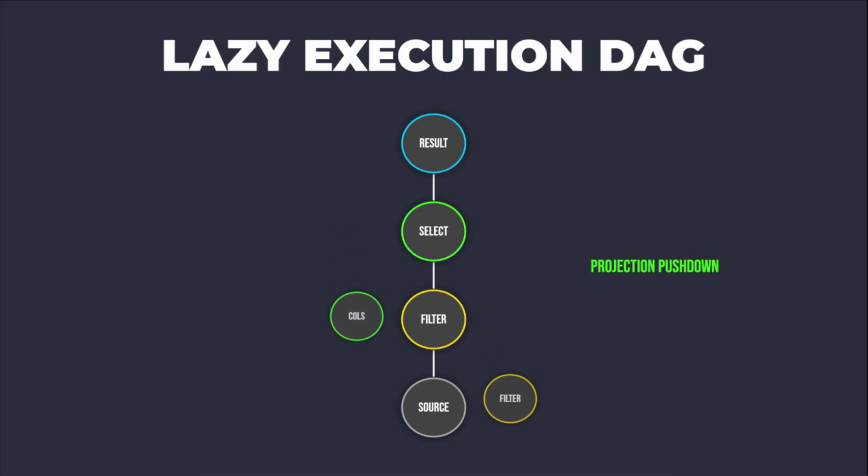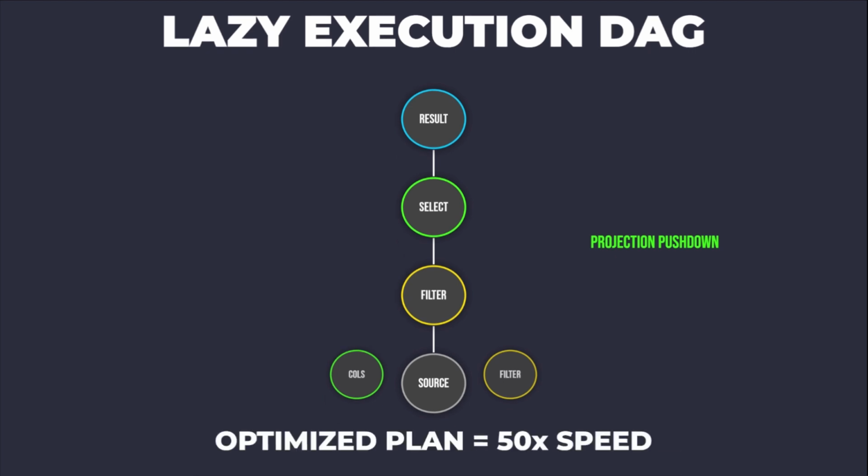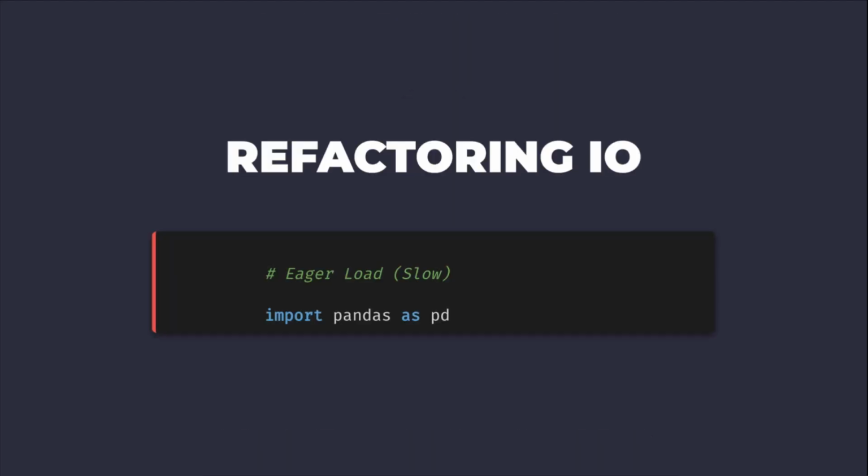Predicate pushdown means filtering happens at the source, minimizing data read from disk. Projection pushdown ensures only necessary columns are loaded. This optimization step is crucial for the massive performance gains, especially when dealing with complex multi-step transformations. Understanding the DAG is essential for debugging performance issues in Polars pipelines.